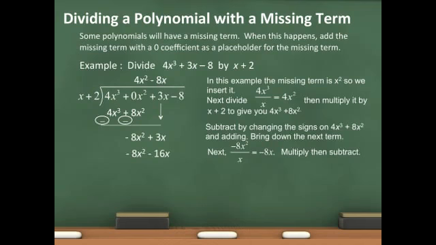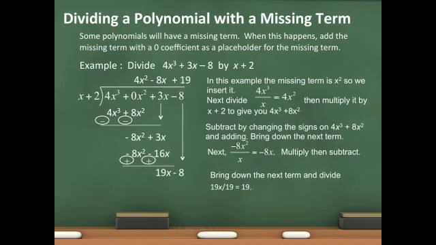Write this down below. Again, to subtract, we change the signs on the result we just got and add. This will give you 19x. Bring down the last term from the inside polynomial. Now take 19x and divide it by x to give you 19. Write this answer above the division bar and multiply back to x plus 2 to give you 19x plus 38. Write this result down below.